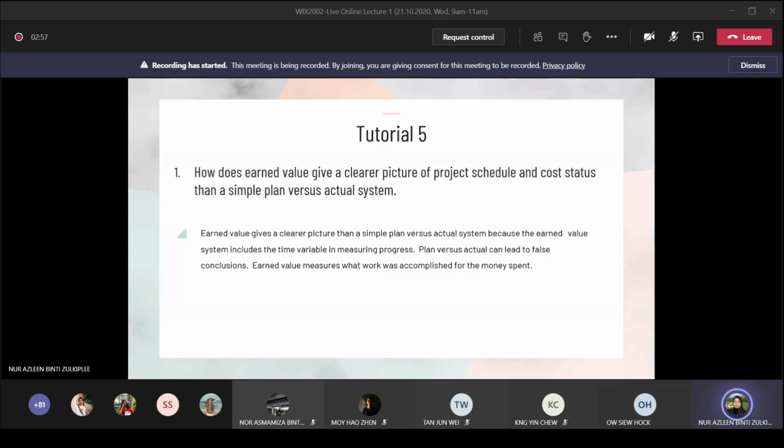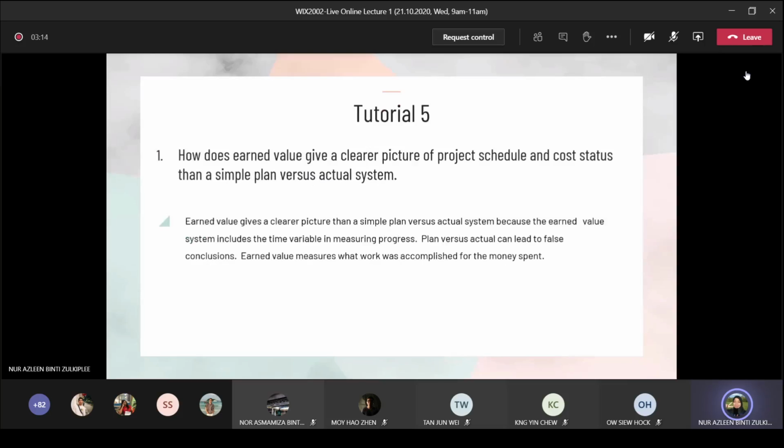The question is, how does earned value give a clearer picture of project schedule and cost status than a simple plan versus actual system? The answer is earned value gives a clearer picture than a simple plan versus actual system because the earned value system includes the time variable in measuring progress. Plan versus actual can lead to false conclusions. Earned value measures what work was accomplished for the money spent. Okay, good. That's the correct answer.